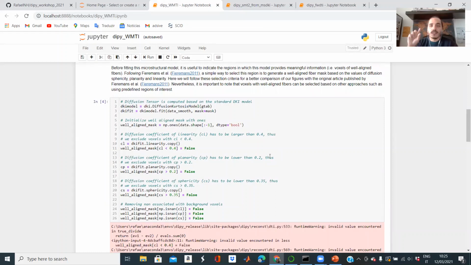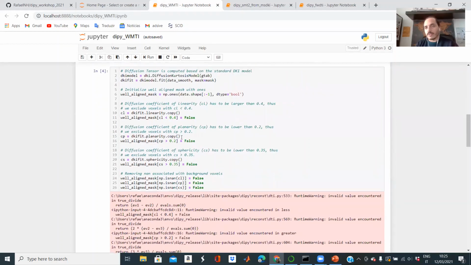Okay, so another thing that I'm doing in the pre-processing step is defining the voxels that contain well-aligned fibers. For this, I'm using the diffusion tensor fitted from the DTI model. Basically, what I'm selecting is voxels in which the diffusion tensor has a linear geometry rather than a planar or a spherical geometry. This selection criterion was done similarly to the original white matter tract integrity paper. So for more information, you can also find it there, okay?